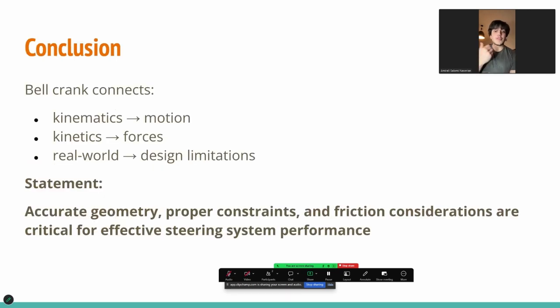In conclusion, the bell crank system is successfully demonstrating key dynamic principles, including motion transfer, force transmission, and energy transfer. However, the system faced limits due to insufficient servo torque, high friction, and increased vehicle weight. All of these have a negative effect on the performance of the servo. All of these also relate to our dynamics lectures.